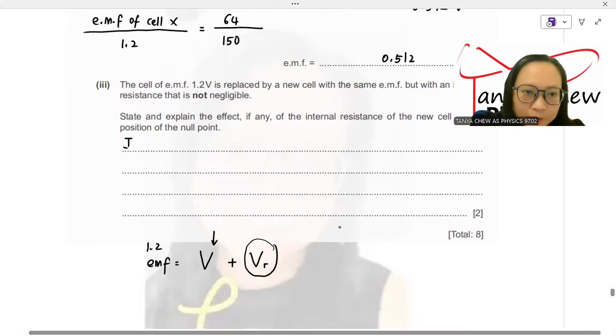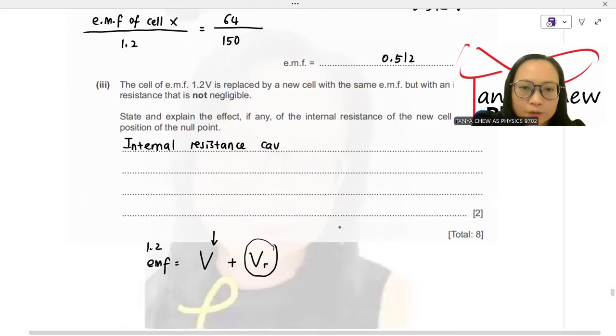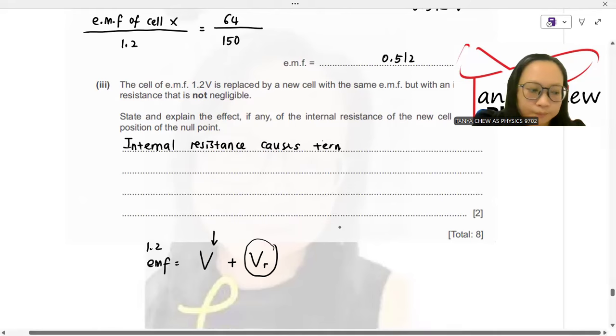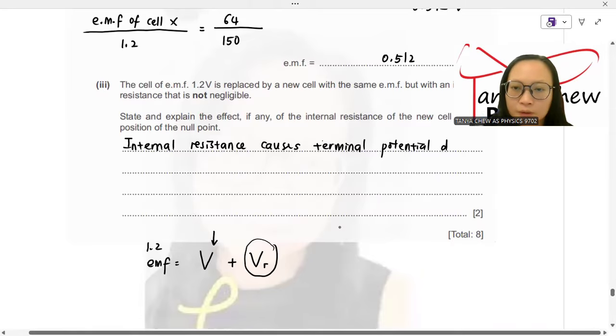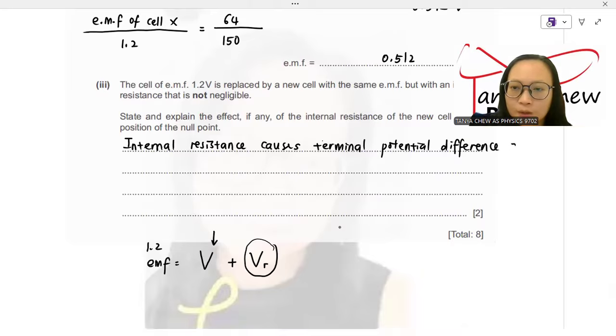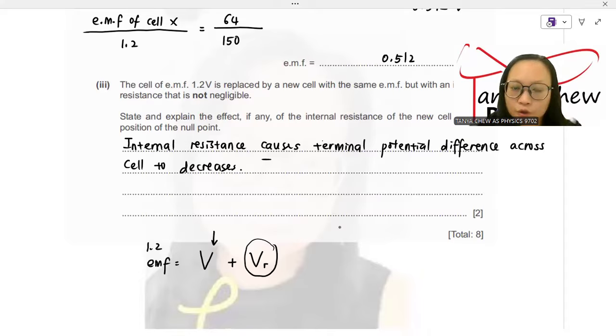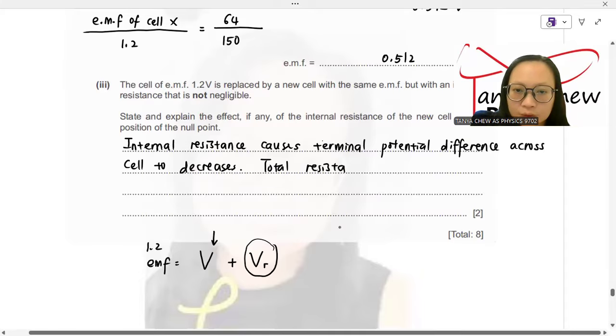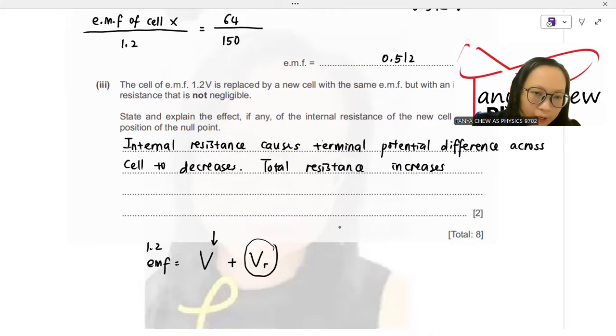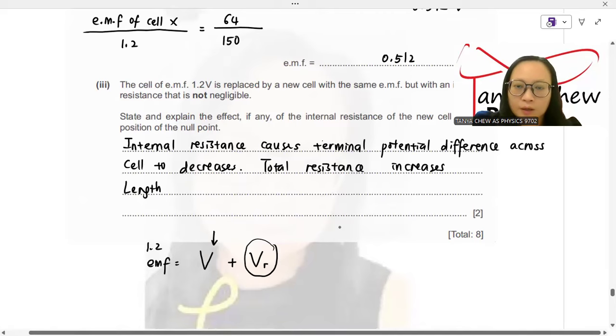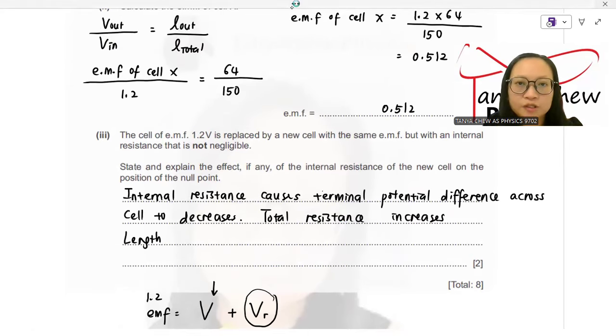So the internal resistance, I'm going to write this: internal resistance causes terminal potential difference across cell to decrease, and the total resistance increases, and therefore, the length, position of the null point.